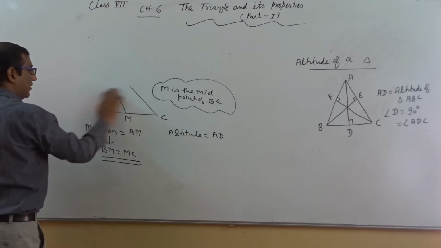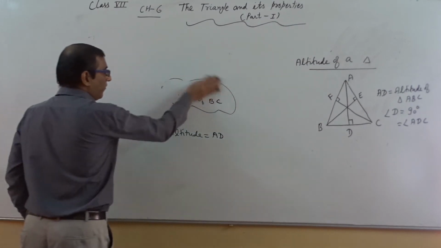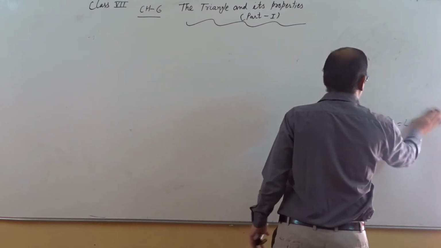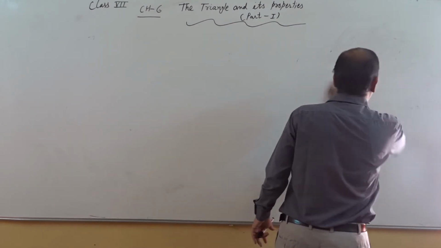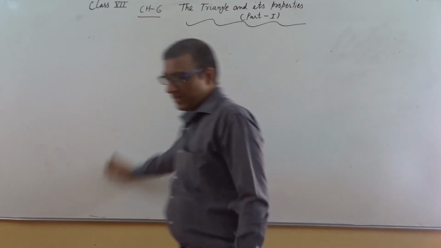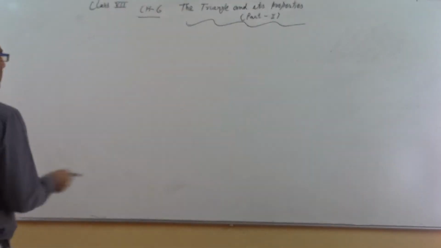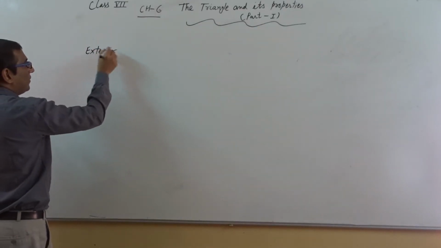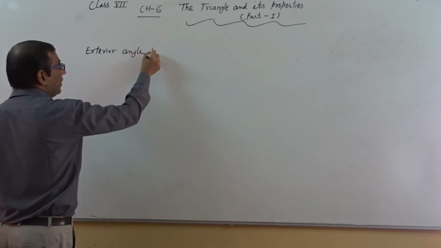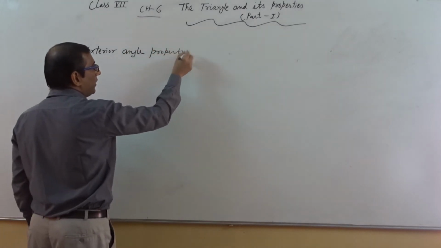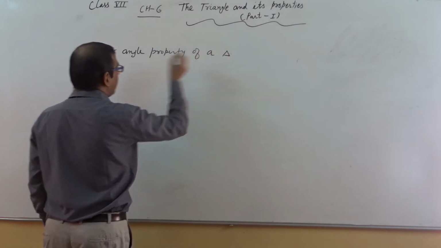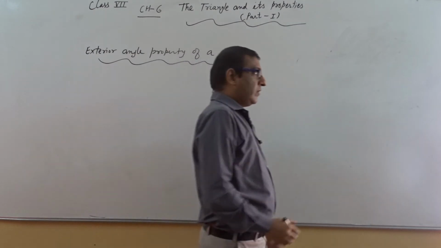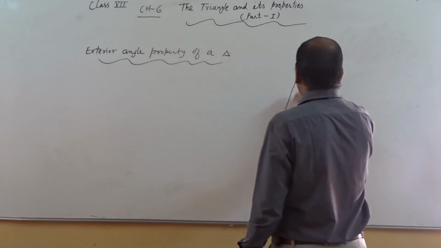So after median and altitude, we will continue with the concept which is related with exterior angle property of a triangle. So the next concept is exterior angle property of a triangle. So first we will make a diagram.